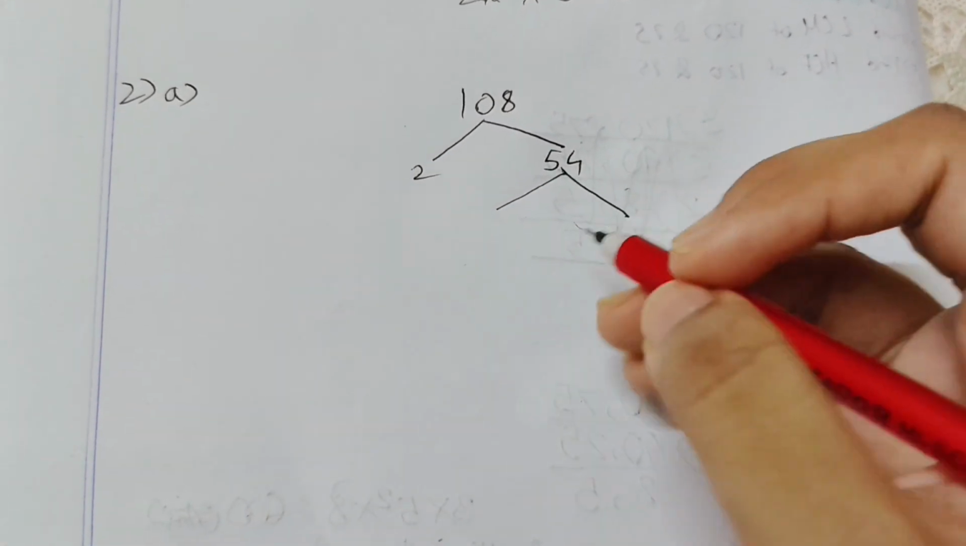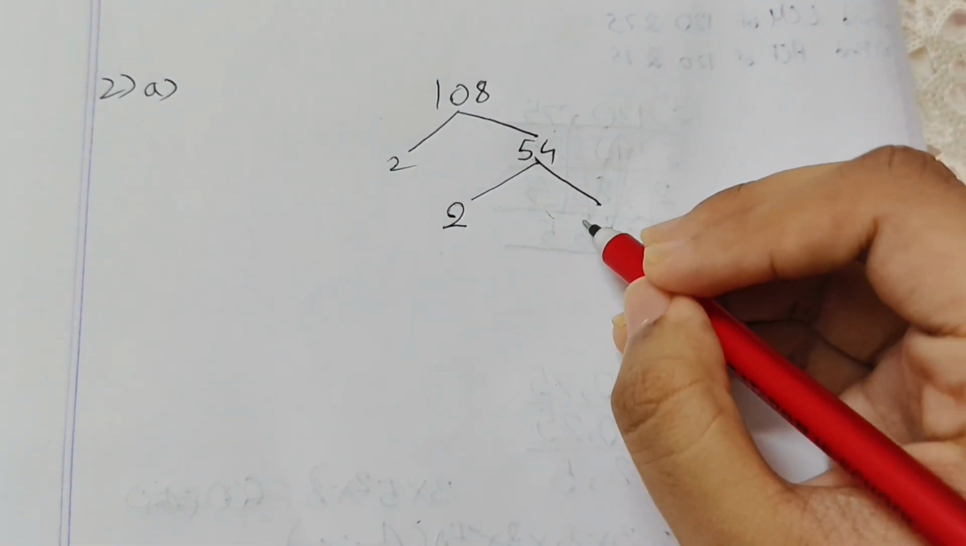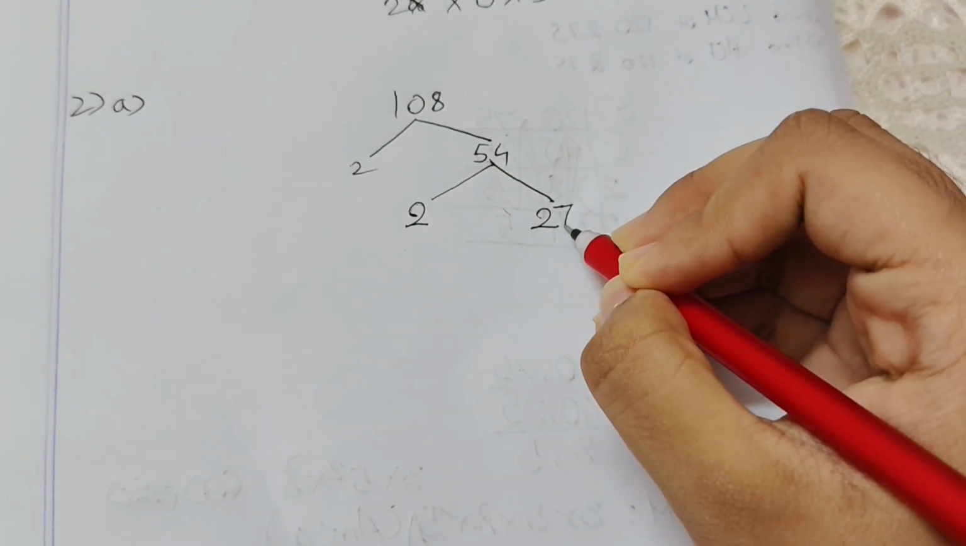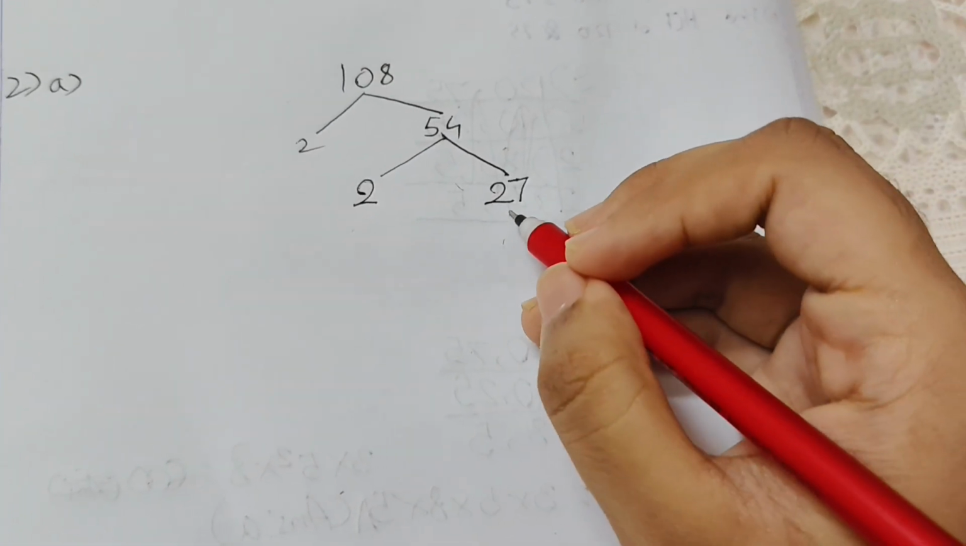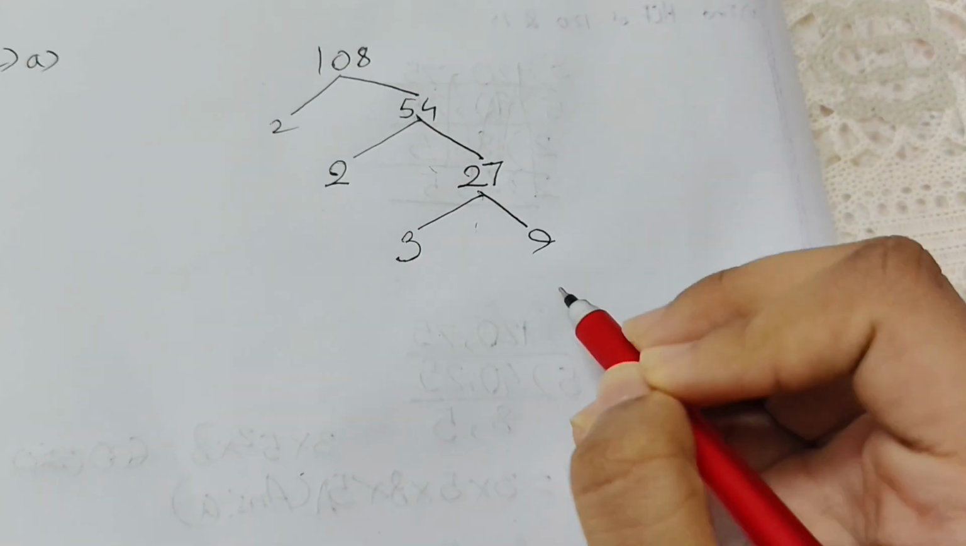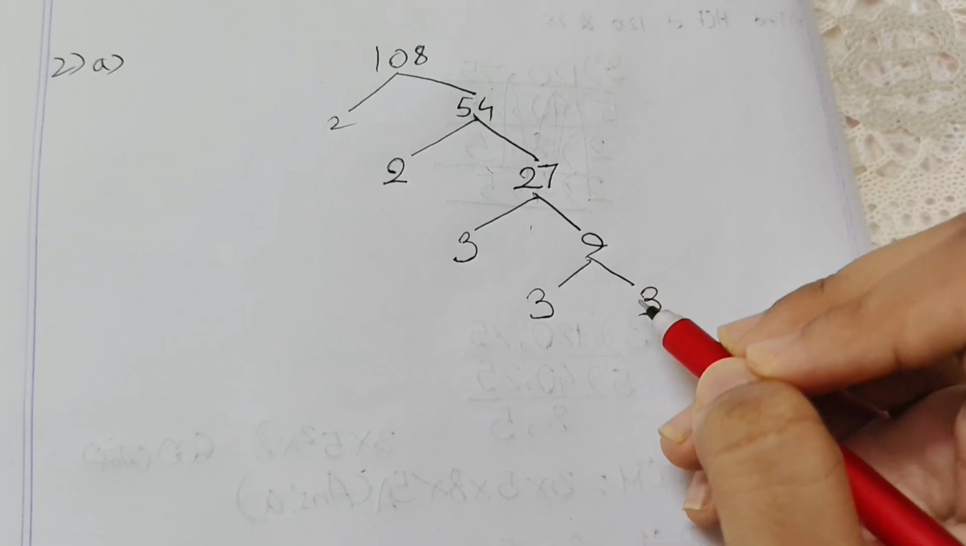So we can divide this by 2 again to get 27. Then we get 3, 9. Divide this again to get 3, 3.